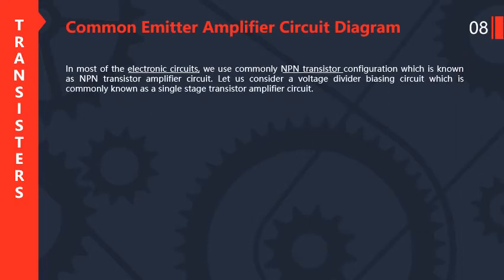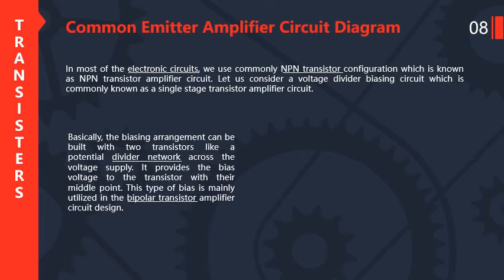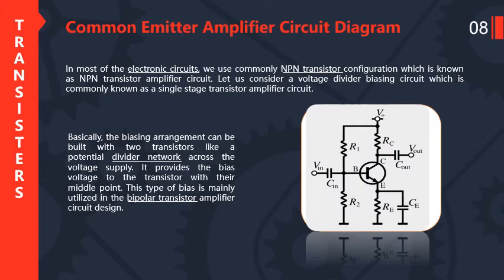In most of the electronic circuits, we commonly use the NPN transistor configuration, which is known as the NPN transistor amplifier circuit. Let us consider a voltage divider biasing circuit, which is commonly known as a single stage transistor amplifier circuit. This is the diagram for the single stage transistor amplifier circuit.